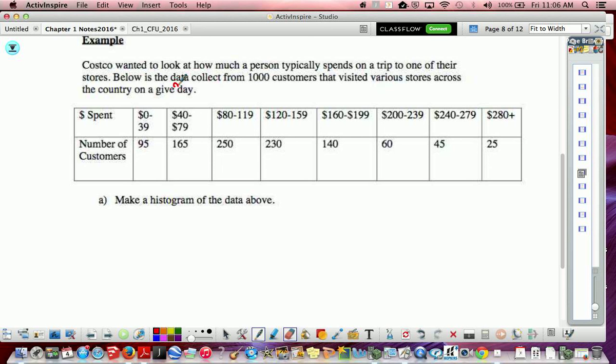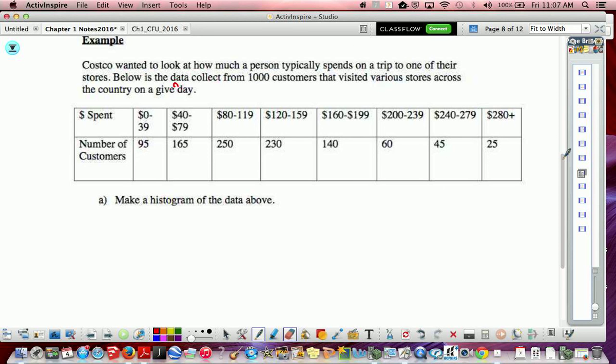Sometimes they'll do this with histograms because we could keep on going in chunks of $40, as there are probably a few people who spent even $600, $700, $1,000 at Costco. You can buy furniture, computers, even cars through Costco. So sometimes if it keeps on going and there are not many data points in that interval, they might go something like this, 280 plus.